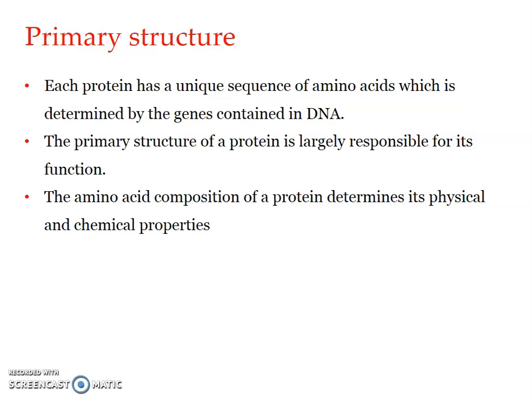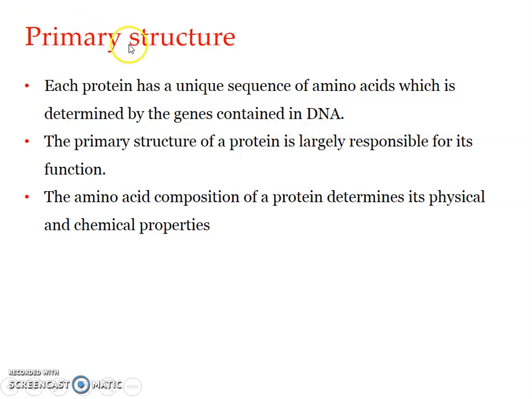Okay, more than that, if the amino acid number is more, we consider it as a protein. Then, when we speak about the primary structure, each protein has a unique sequence of amino acids, which is determined by the genes contained in DNA.